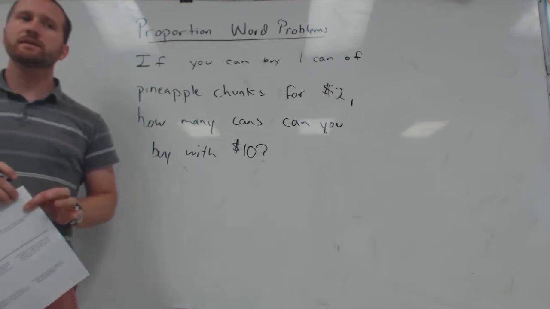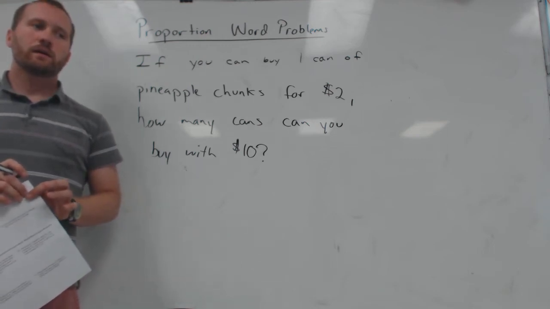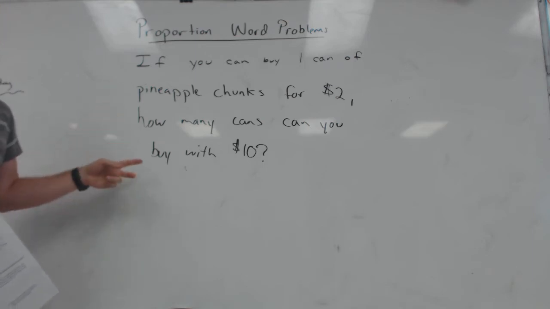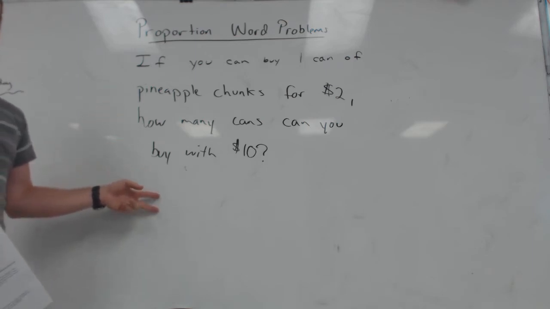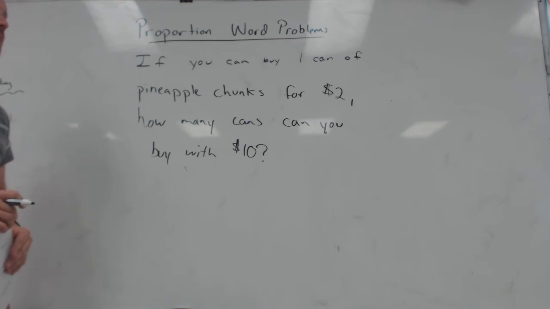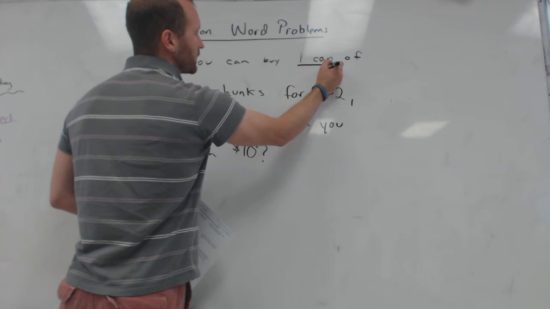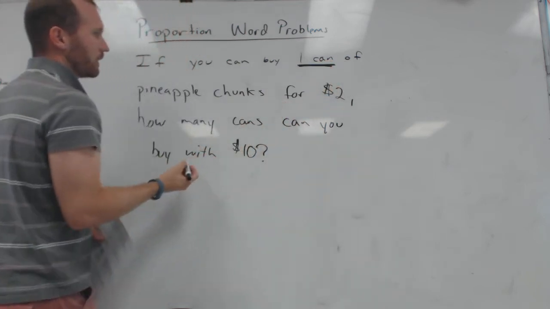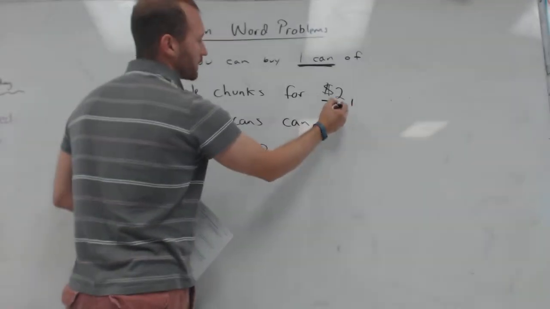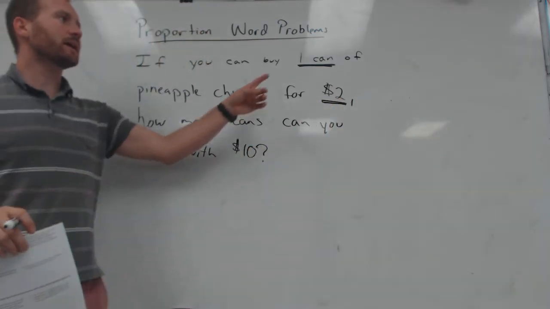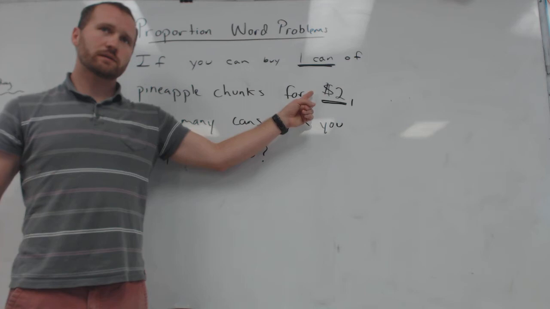Okay, the key to these types of problems is that the first step I do when I look at a problem like this is write a proportion in words. So I can buy 1 can. Here's my first piece of information. And that can is for $2. So I'm comparing cans to dollars.